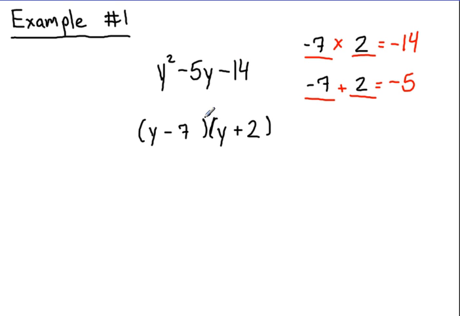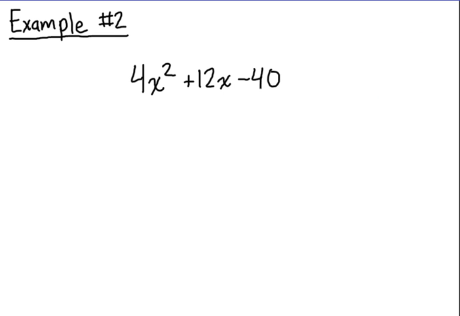To check it, we could distribute it back out. Y times y is y squared. Y times 2 is plus 2y. Negative 7 times y is minus 7y. So the plus 2y and the minus 7y simplify down to the minus 5y. And then the negative 7 times 2 is the minus 14. So we know we did this right.